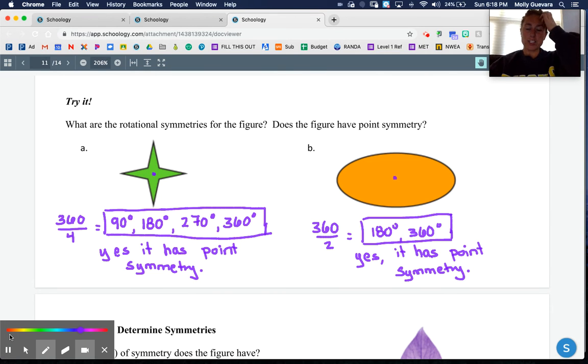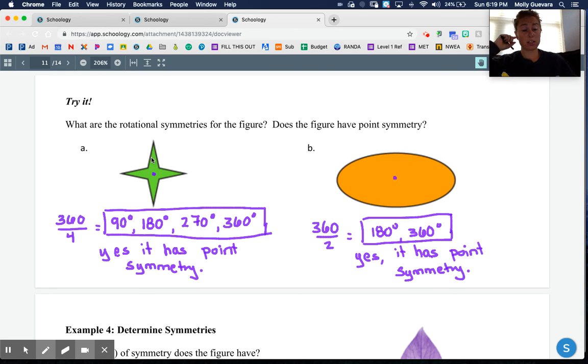Okay, so let's check our work here. For the first one, the question is, how many times do I rotate it until I get back to the start? And the answer is 4 times. I can rotate it onto itself 4 times before I get back to the start. So I'm taking 360 and dividing by 4, which gets me 90, 180, 270, and 360. Since 180 is included in that, it does have point symmetry. Okay.